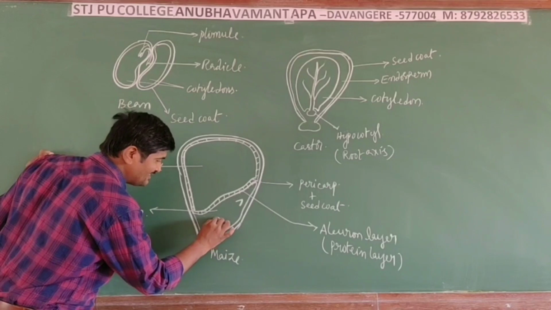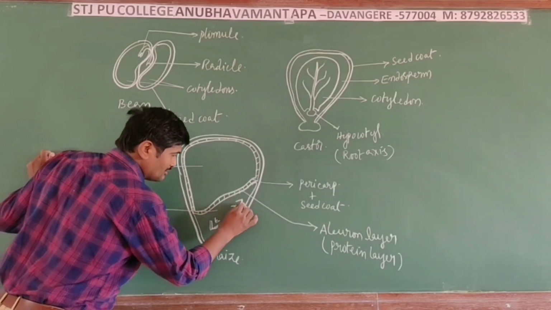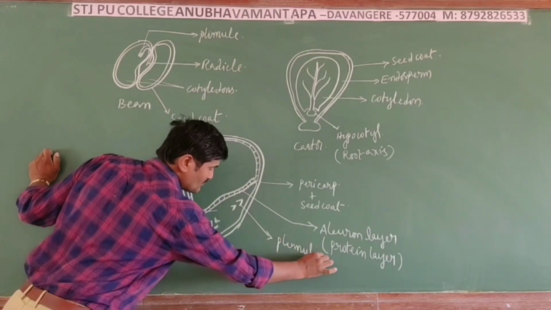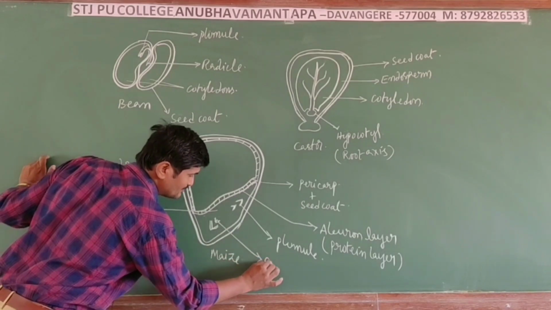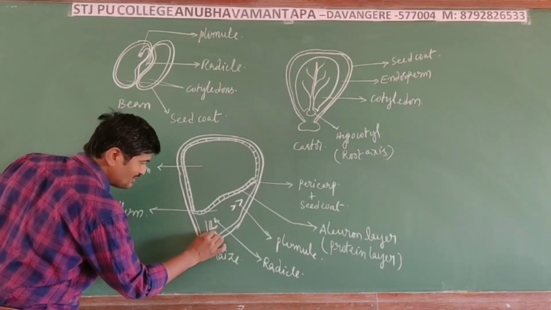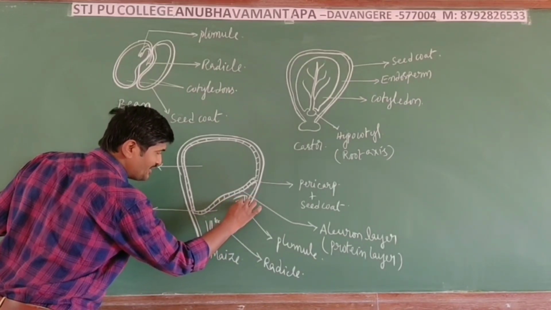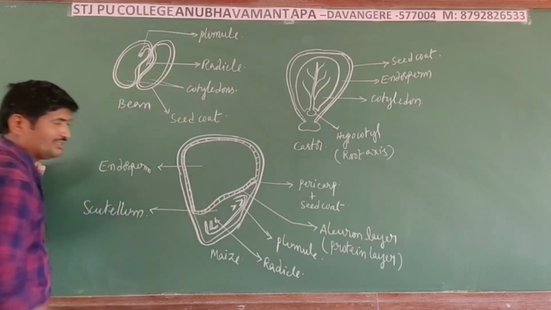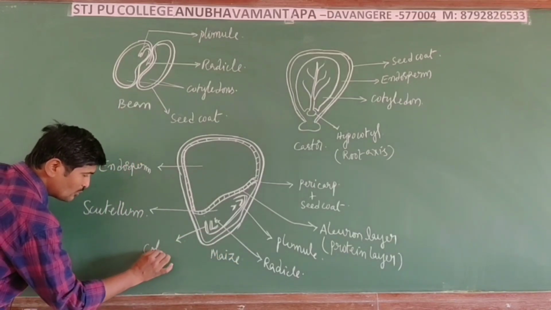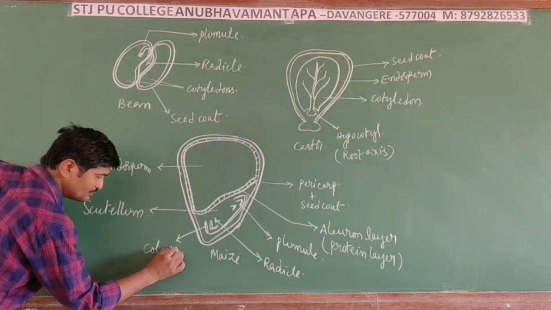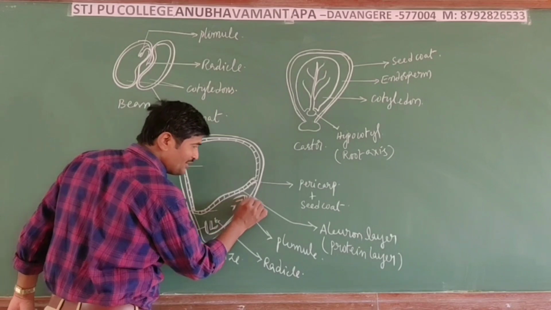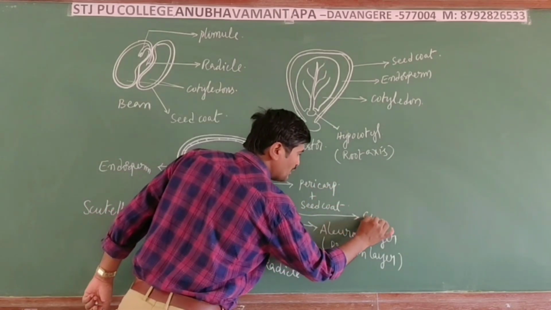The embryonal axis is terminated with the plumule. Next, the radicle. The radicle and plumule are enclosed by an undifferentiated sheath. The sheath covering the radicle is known as the coleorhiza. The sheath enclosing the plumule is known as the coleoptile.